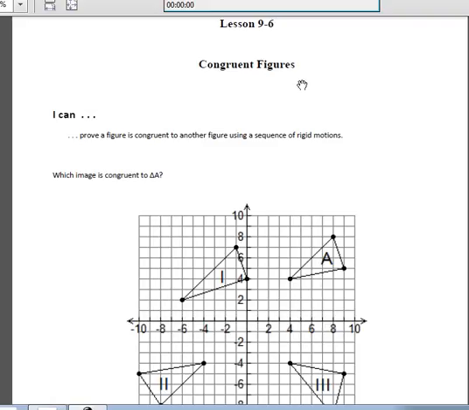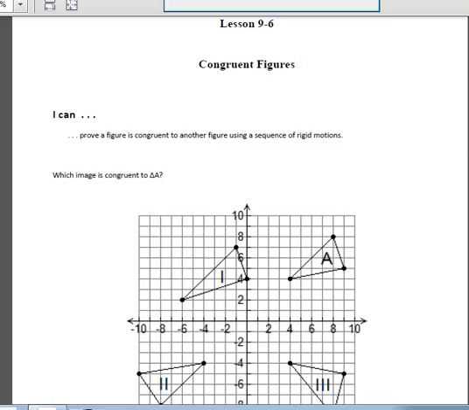Welcome to the video notes for lesson 9-6, congruent figures. This begins on page 42 in your notes packet, and this is the last lesson for this topic. Let's take a look at the learning target for this lesson.